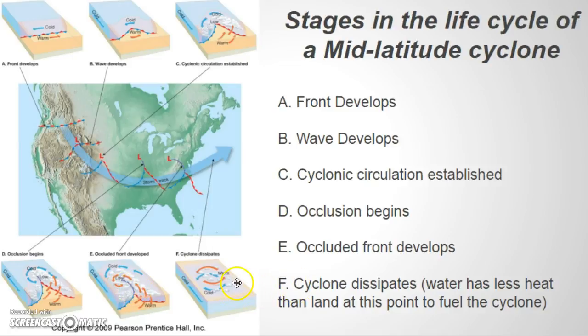And then at F, when the storm runs its evolutionary path, or its life cycle, through the mid-continent of the United States, it eventually dissipates. The cyclone dissipates. The water has less heat than the land at this point to fuel the cyclone.